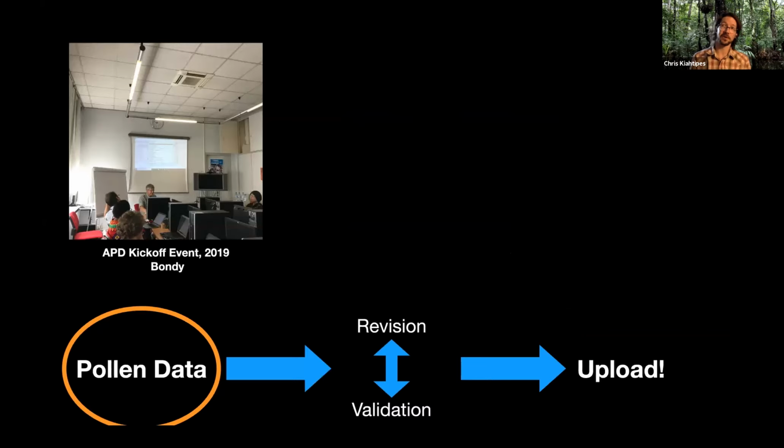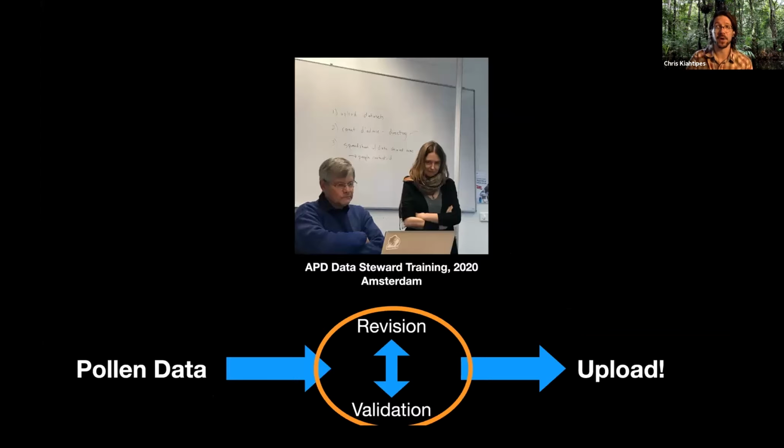And we tend to do it all at once. So a rough flow diagram and emotional experience of entering data into Neotoma is you start with pollen data. So we gathered in Bondi for this kickoff event to gather data sets that we didn't have or that were available to us but not entered yet. But you hit this middle phase, which we experienced in Amsterdam, where we sit down and try to revise the taxa and make these uploads.